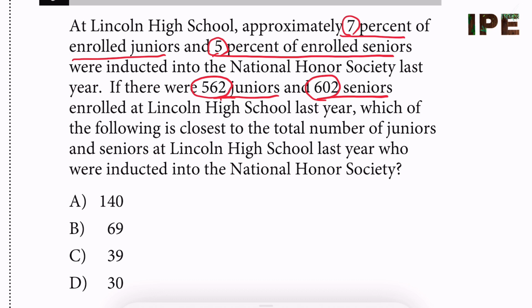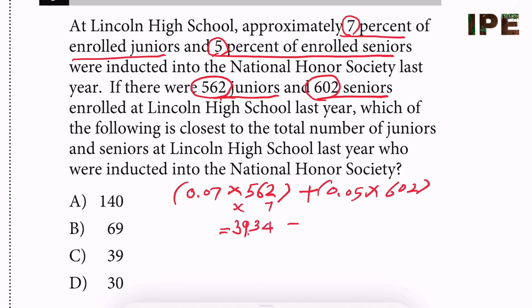So this is a very easy problem. 7% of juniors, so 0.07 times 562. That's the juniors, plus 5% of seniors, so 0.05 times 602. 7 times 562 is about 40, or 39, plus 30, so it is about 69. So B is the answer.